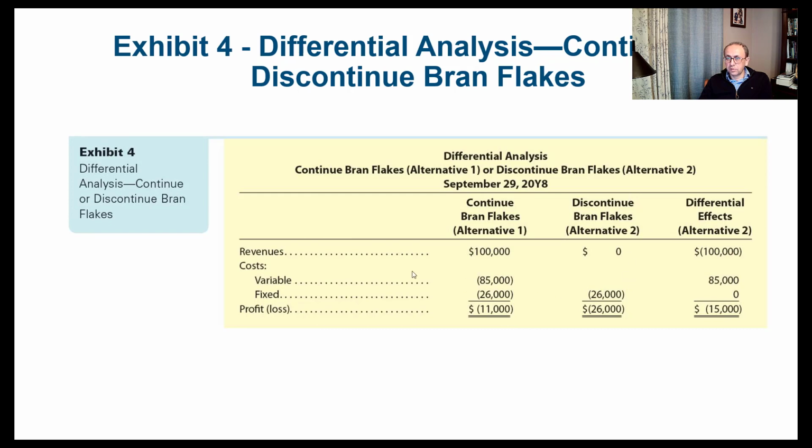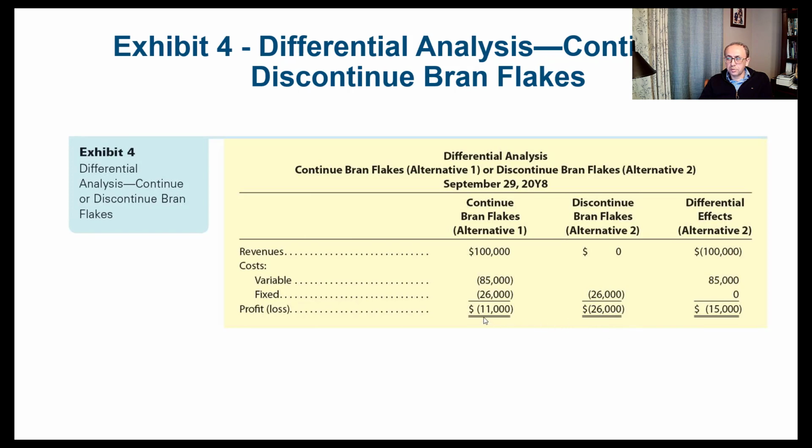or discontinuing it. That's the second alternative. So if we decided to continue, the revenue would be $100,000. They have two kinds of costs, $85,000 for variable cost and $26,000 for the fixed cost. So that's a total of $111,000. Subtracting the cost from the revenue, that would give us a loss of $11,000. However, if we discontinue the bran flakes division, revenue is going to go to zero. The variable cost is going to be eliminated. It's also zero, but the fixed cost would still continue. So we'll end up having a loss of $26,000.